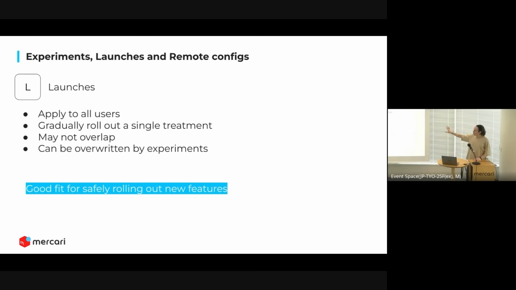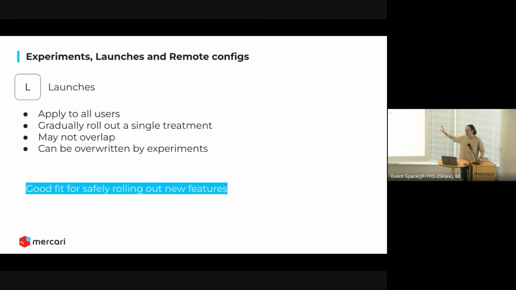Next thing is launch, right? Launches apply to all users. They allow you to gradually roll out a single treatment. This is very important. You can do it in small steps. Imagine if you do a binary release, you make it available to everyone. And if there is a problem, well, that's a really bad situation to be in. With launches in the experimentation platform, you can roll out gradually. And it's just one click of a button, like 1%, 2% of users and whatnot.